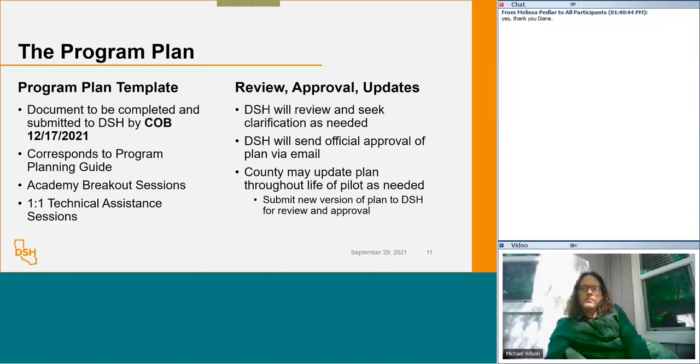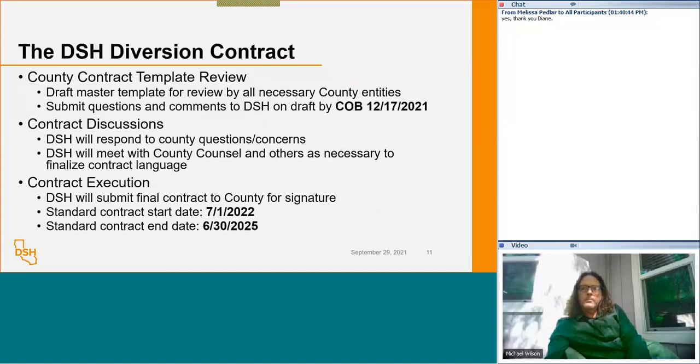Okay, I'm scrolling through. I don't see any other raised hands, so I'll go ahead and move on to our next slide. So the DSH diversion contract and the contracting process.